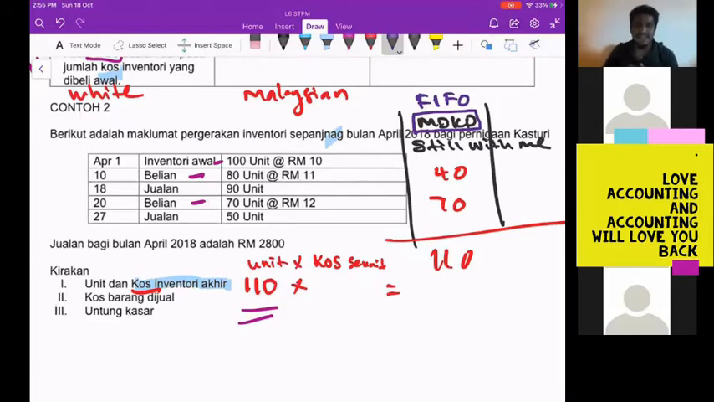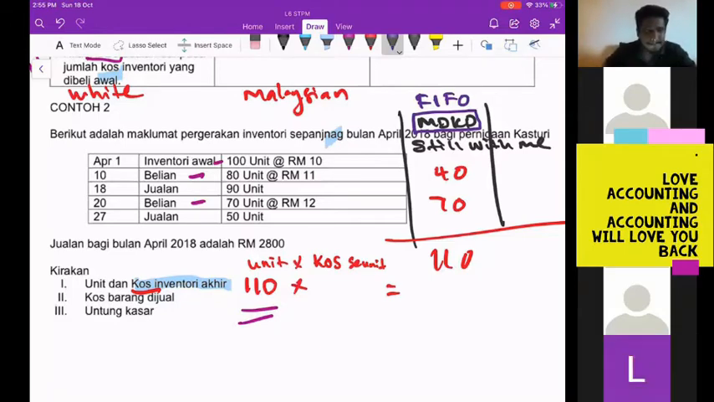So which one still with me? The new one or the old one? The new one still with me. So out of this 1, 2, 3, which one is the new? The one that I bought on 20th is the new one.